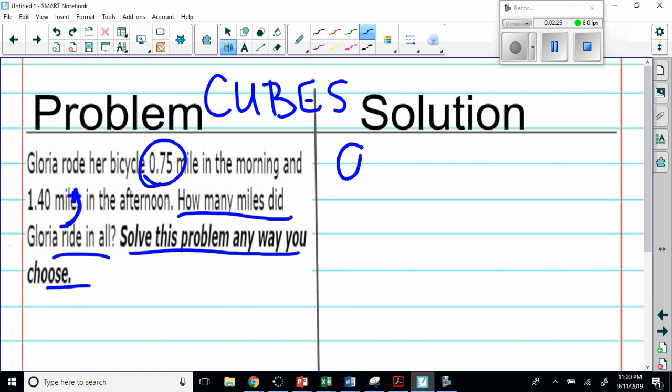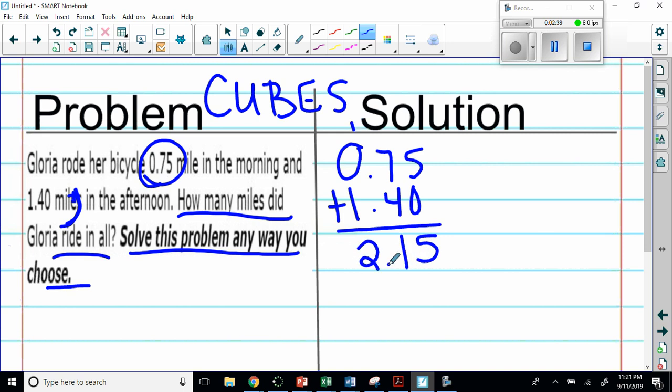So you might have done something like this to begin with, 75 hundredths and 1 and 40 hundredths. When we add that up, we're going to get 2 and 15 hundredths miles. Okay? That is an accurate answer to this question.